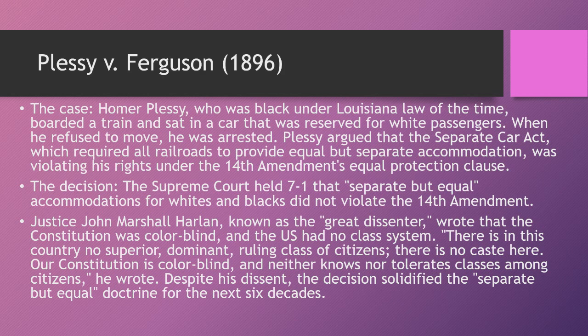The only person that went against it was John Marshall Harlan. He was the one, and he was known as the Great Dissenter. He wrote that the Constitution was colourblind and that the US had no class system, and therefore there shouldn't be a dominant ruling class of citizens. So it should be colourblind, and the classes should be equal.